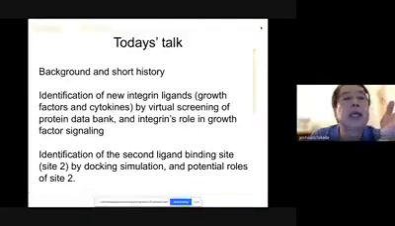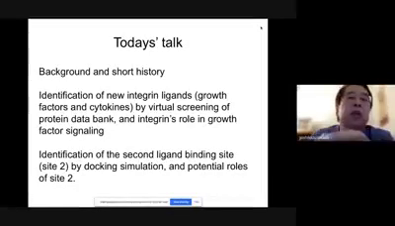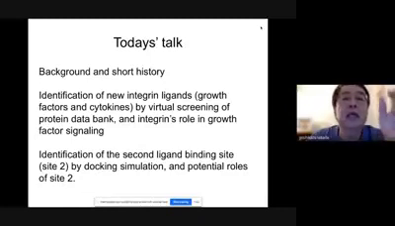Today I will show you some background on integrins, and then a short history of integrin research, and then move on to the identification of a new integrin ligand, what we are doing, and the second work, identification of an allosteric site on integrins. All about integrins.